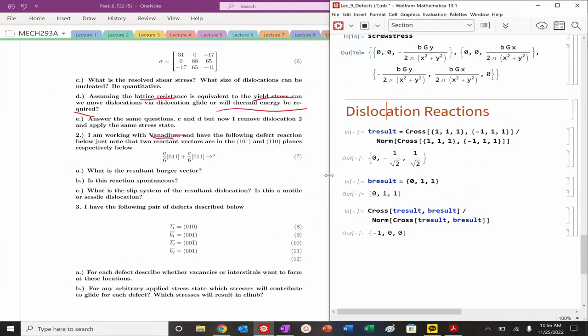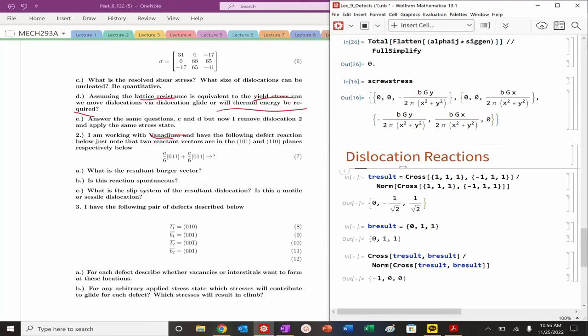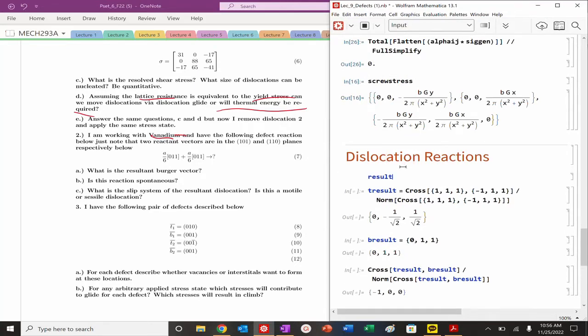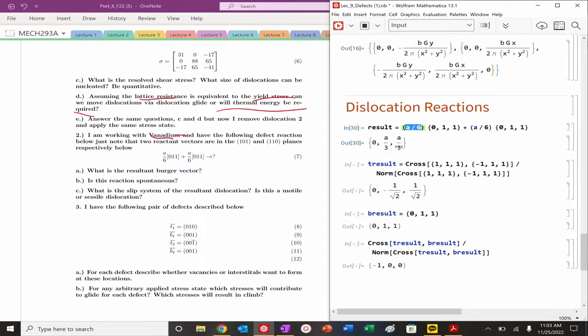So I'm just going to move this over here. I'm going to do result equals a divided by 6 times 0, 1, 1, plus a divided by 6 times 0, 1, 1. So this is our resultant vector, as we see here, and you can factor that out, a over 3, and we can work with that.